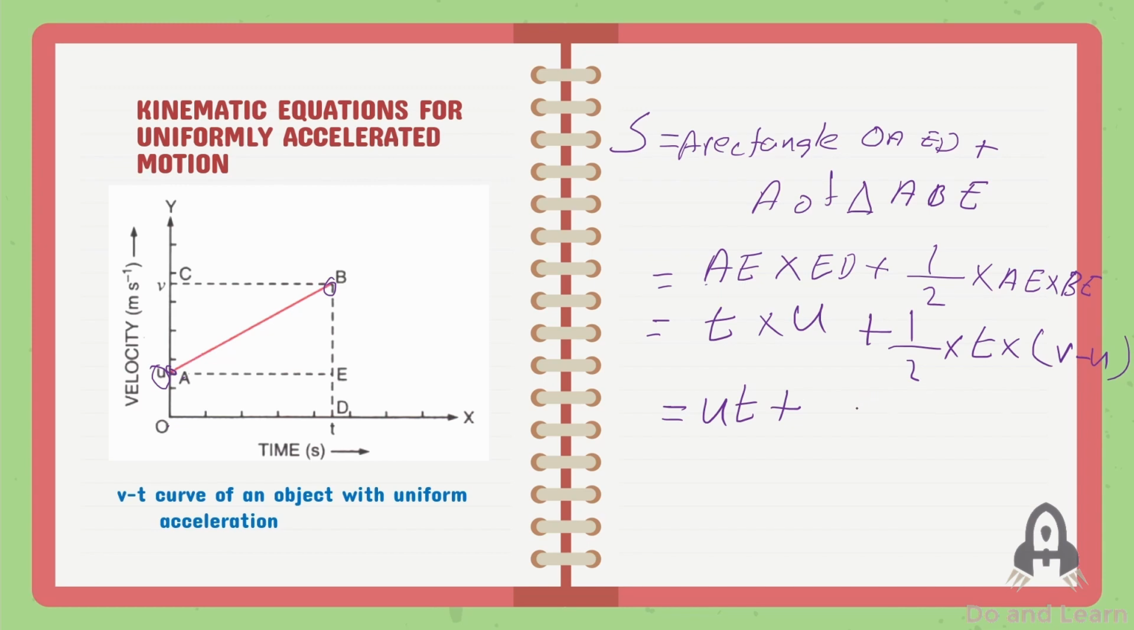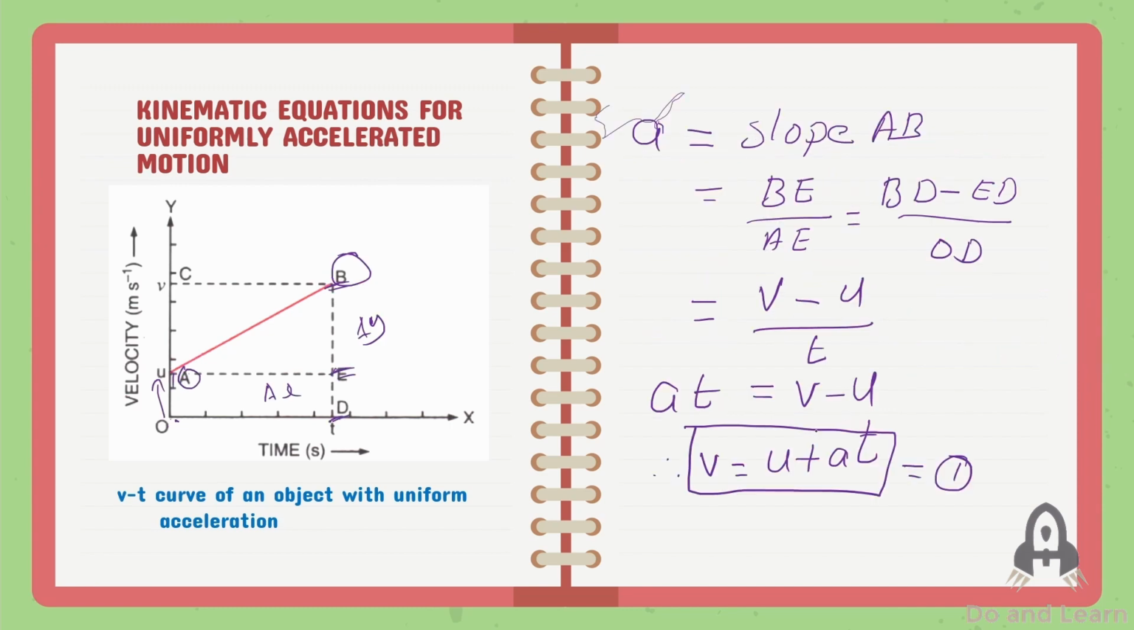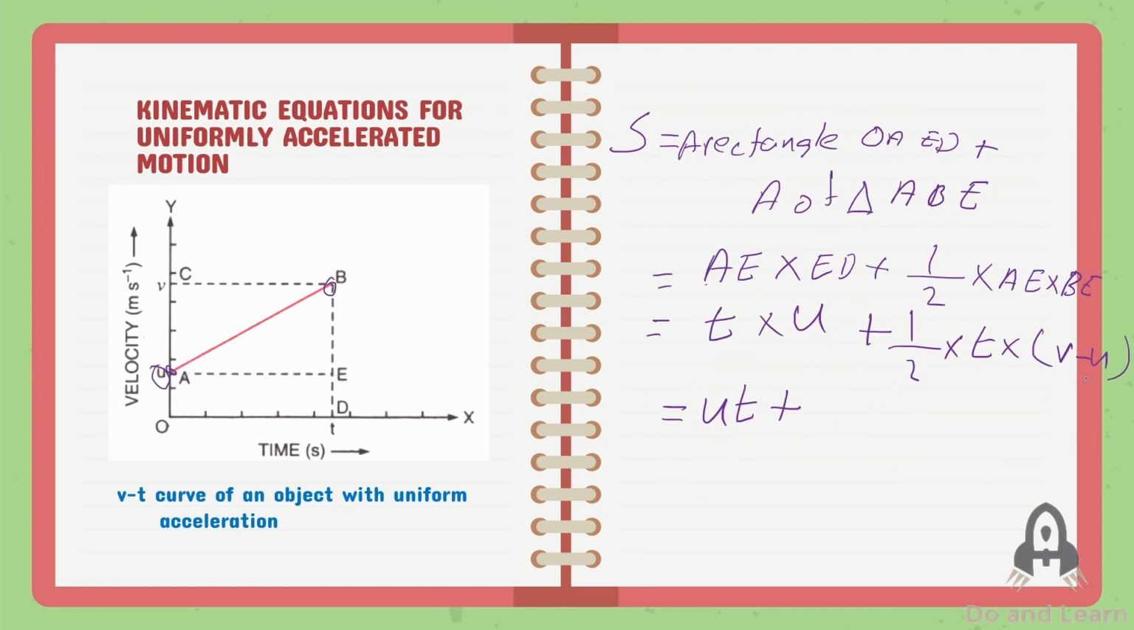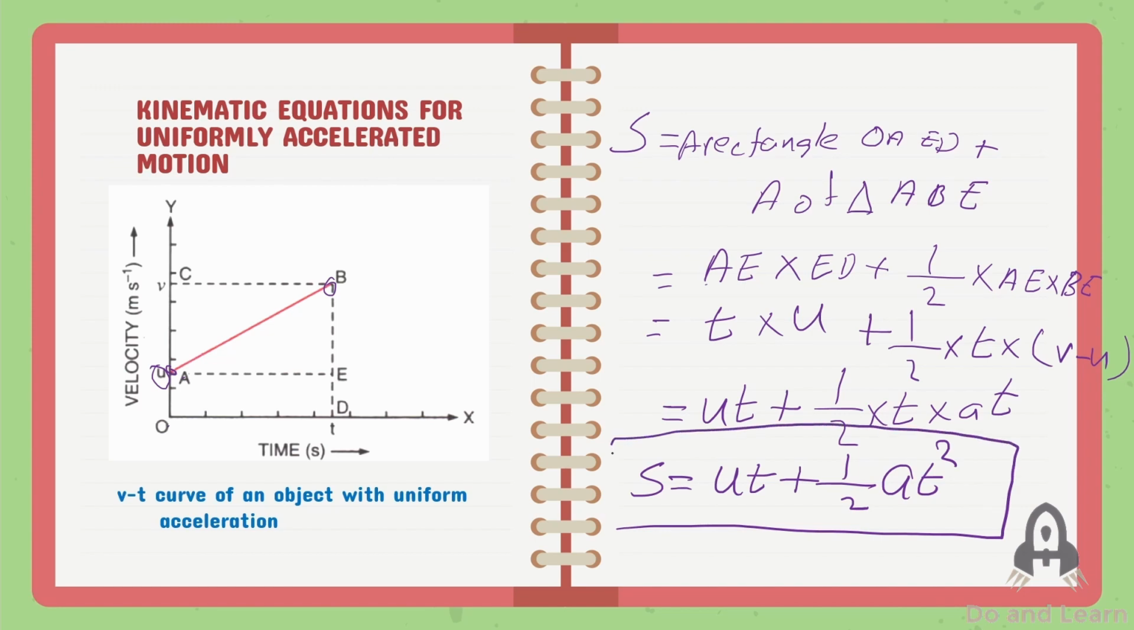So that is equal to UT plus half T multiplied by V minus U. What is V minus U? Previously we have shown V minus U is equal to AT. We will use this here. So one by two multiplied by T multiplied by AT. So that is equal to UT plus half AT square. That is the distance. So we have now derived the second kinematics equation: S is equal to UT plus half AT square.